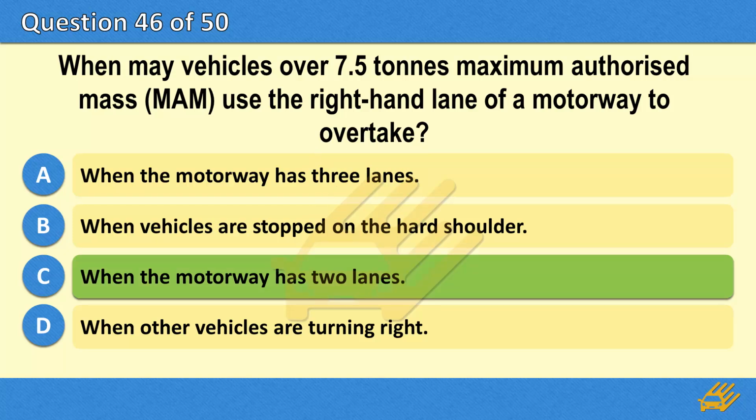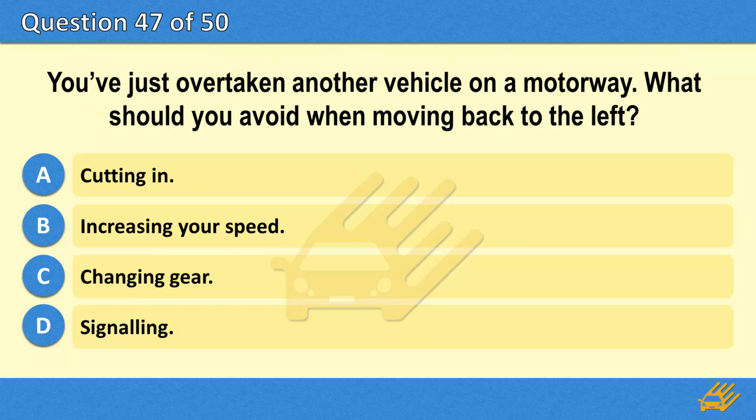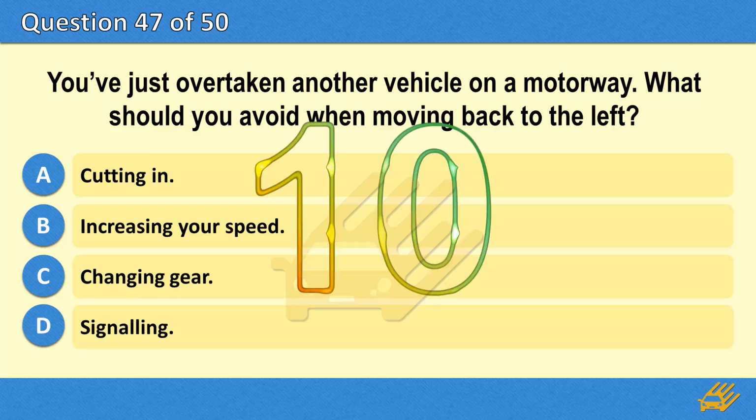The correct answer is C. When the motorway has 2 lanes. You've just overtaken another vehicle on a motorway. What should you avoid when moving back to the left? A. Cutting in. B. Increasing your speed. C. Changing gear. D. Signaling.